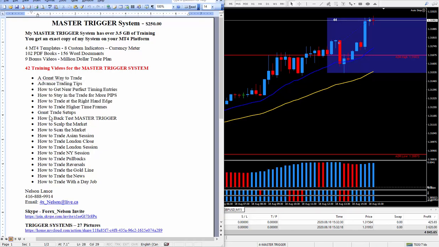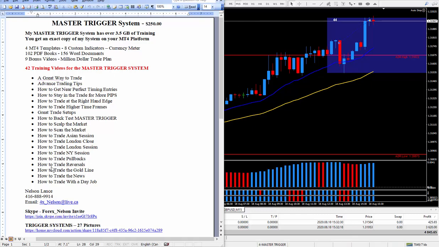And also show many examples of great trade setups, in other words, what it should look like exactly before you pull the trigger. Also teach how to backtest the master trigger, how to scalp the market, how to scan the market. I teach how to trade all 3 sessions here, including this London close. Also teach how to trade pullbacks. When it comes back to the moving averages, I teach how to trade in this general area.